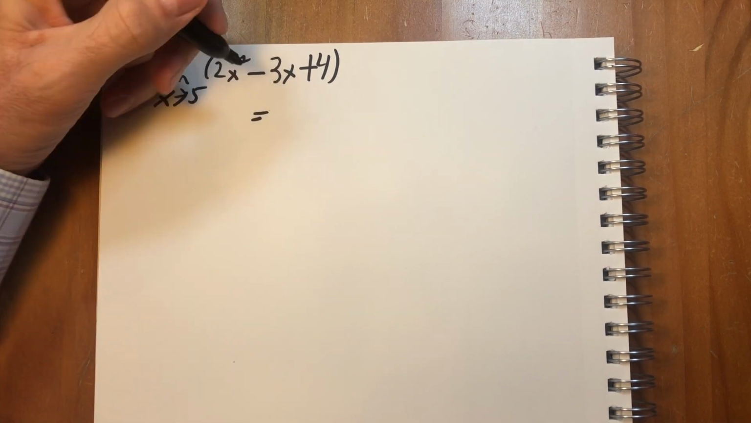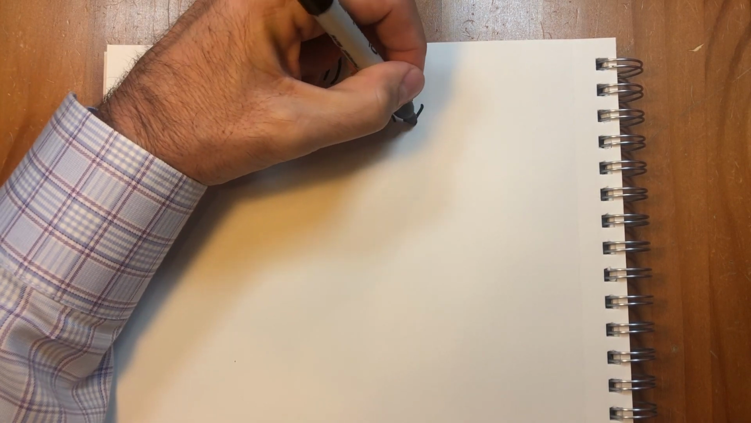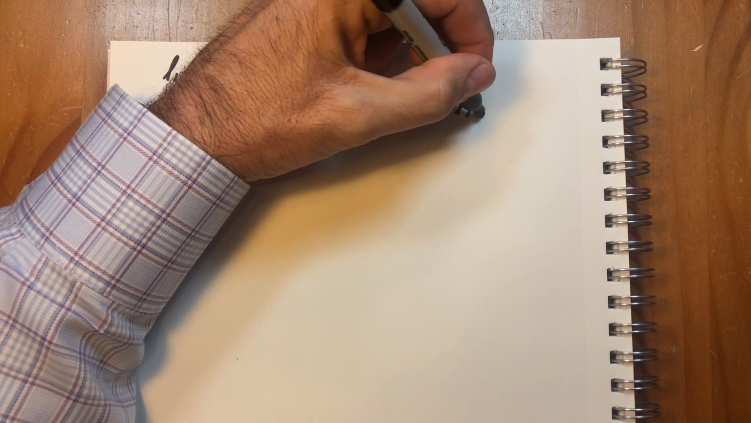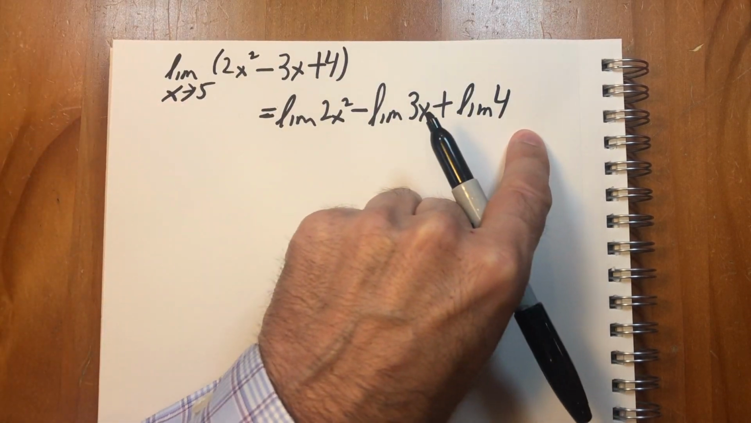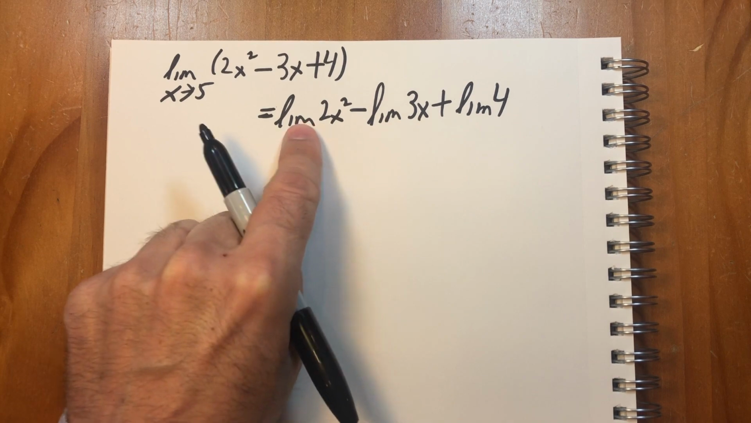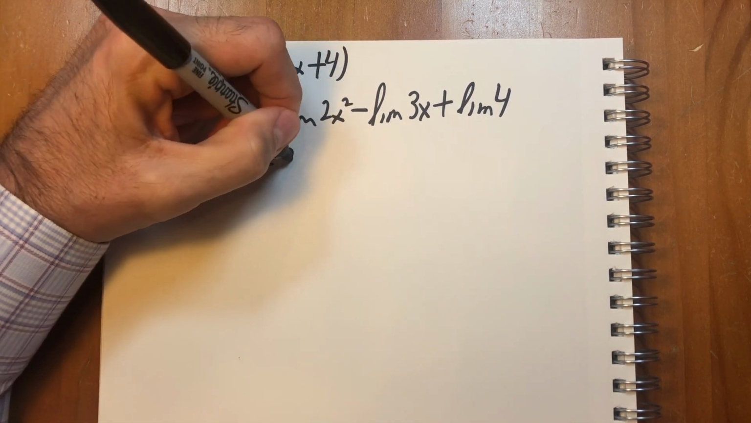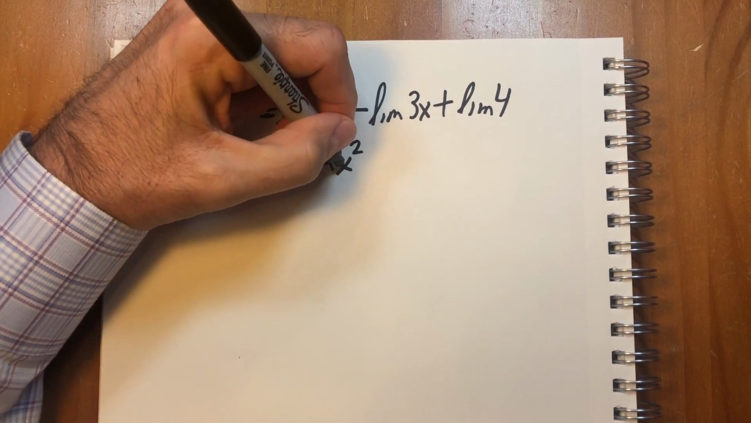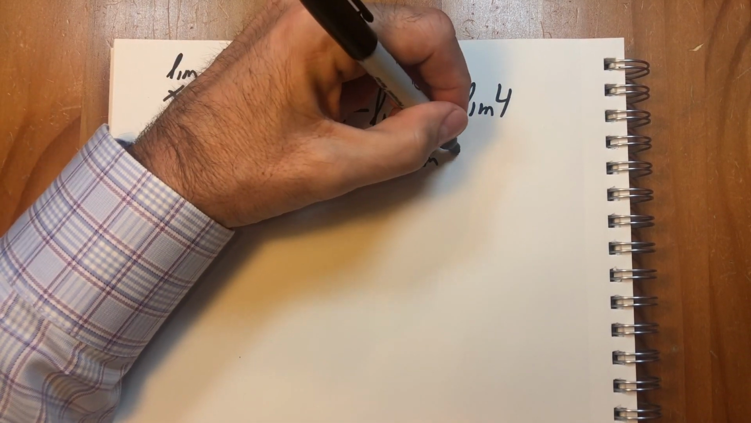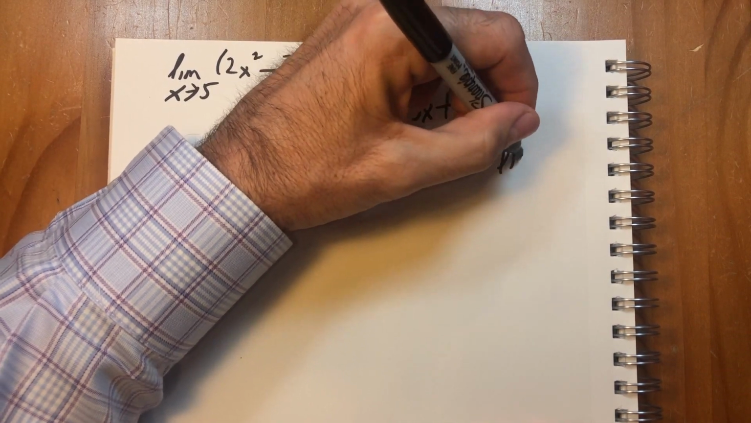Okay, so let's do some examples. Let's find the limit as x approaches 5 of 2x squared minus 3x plus 4. Okay, so using our laws, that's going to equal the limit of 2x squared minus the limit of 3x plus the limit of 4. These are all as x approaches 5. This is the difference law, and then this is the sum law. And then here's a constant we can take out. So it's 2 times the limit of x squared minus 3 times the limit of x, and then plus the limit of 4.